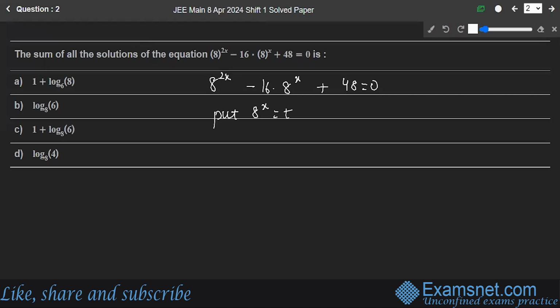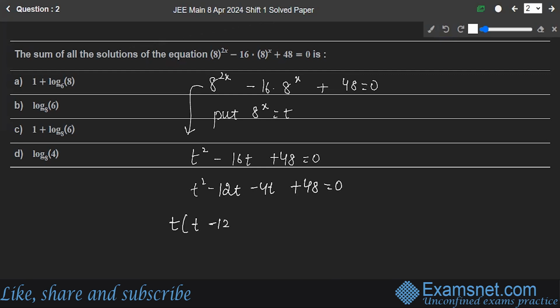If I put 8^x = t, this equation will become t² − 16t + 48 = 0. So I want two such numbers: −4 and −12. So (t − 4)(t − 12) = 0. The two factors for t will be 4 and 12.